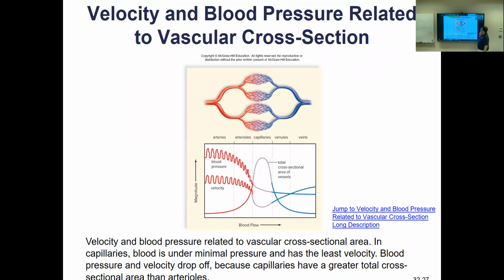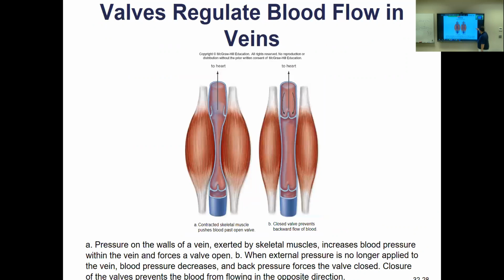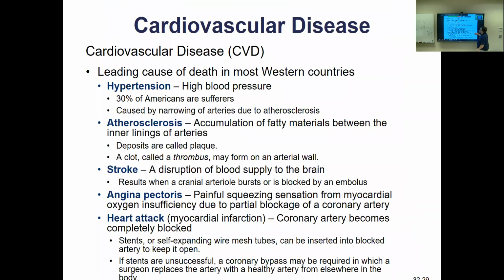And here's a good graph showing you blood pressure in arteries and veins as we go across. By the time we get to veins, there's very little pressure in veins, as you can see in that picture. Veins pump blood back to the heart by muscle squeezing, and valves prevent backflow. We've already mentioned that, with varicose veins being veins that are not drained properly. Hypertension: 30% of Americans have high blood pressure.